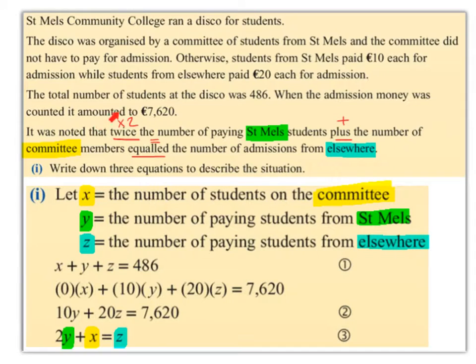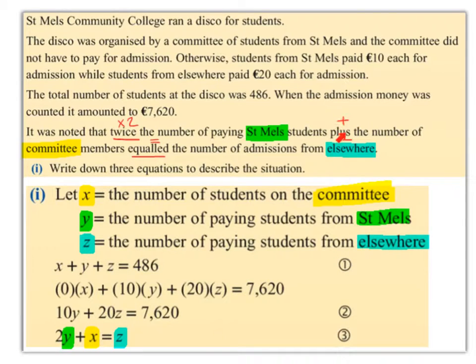So it was noted that twice the number of paying St. Mel's students plus the number of committee members equaled the number of admissions from elsewhere. So again, x represents the number of students on the committee, y represents the number of students from St. Mel's, and z represents the number of students from elsewhere. So twice means multiplied by 2. So twice the number of St. Mel's, and St. Mel's is represented by y. So 2 times St. Mel's is the same thing as 2 times y, and 2 times y is just 2y.